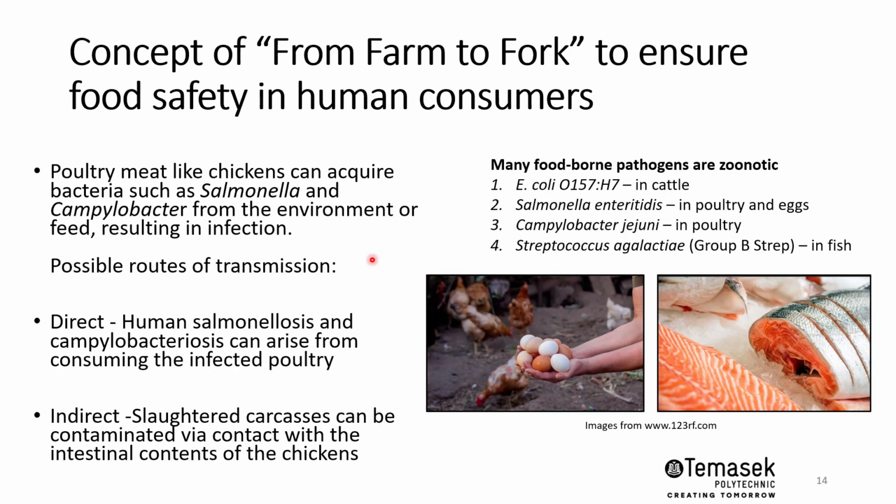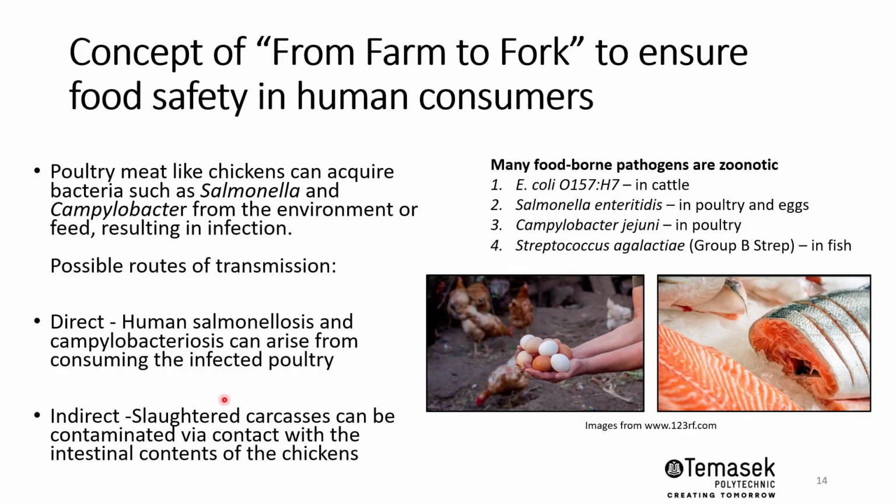So let's give an example for poultry meat like chicken. Chickens can acquire bacteria such as Salmonella and Campylobacter from the environment or from the feed that they've been provided, resulting in an infection in the chickens themselves. Some of the possible routes of transmission are direct routes, such as human salmonellosis and campylobacteriosis arising from consumption of the infected poultry meat.